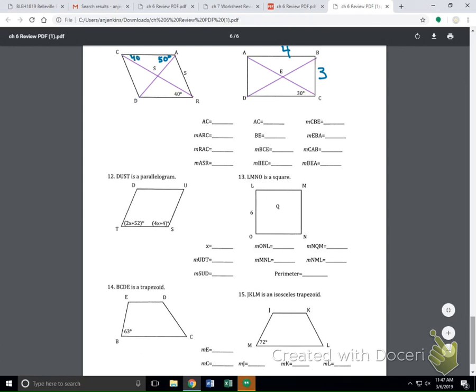So we see here that we have 40. With it being bisected, that means that this one's also going to be 40. This one's going to be 40. This one's going to be 50.